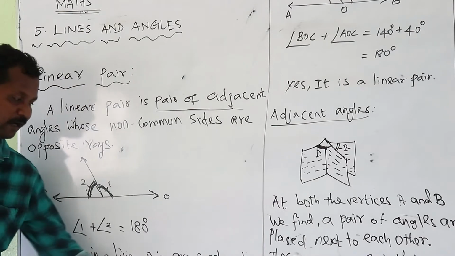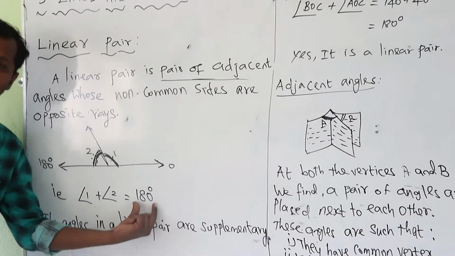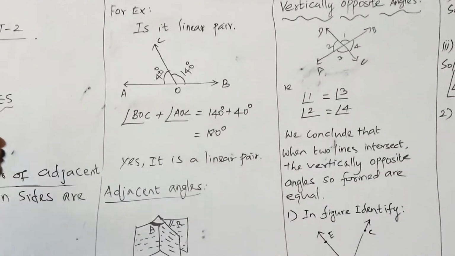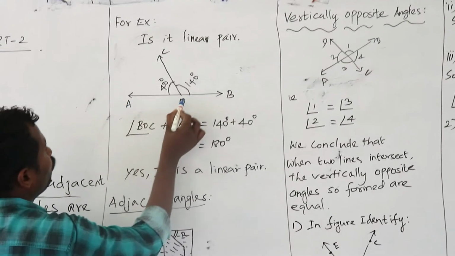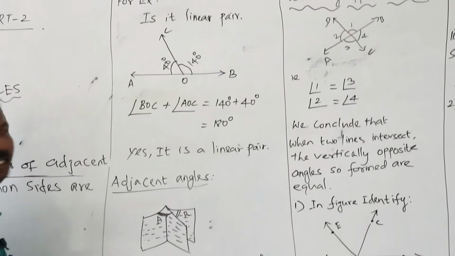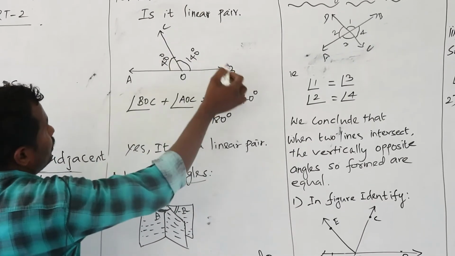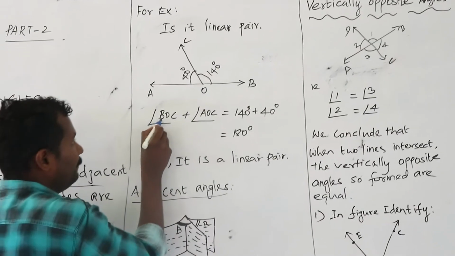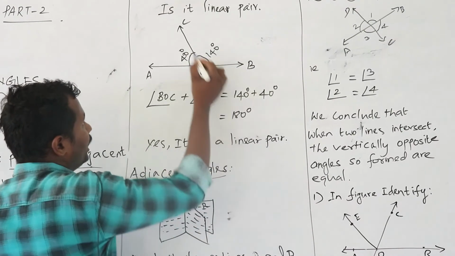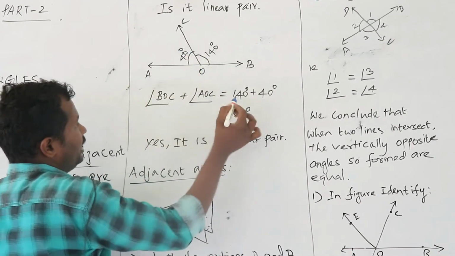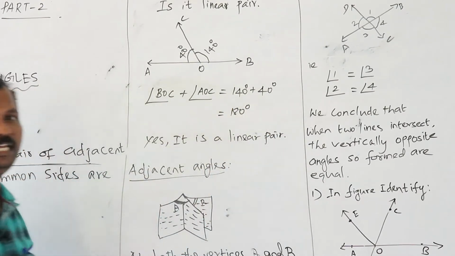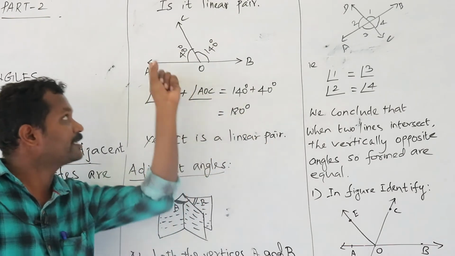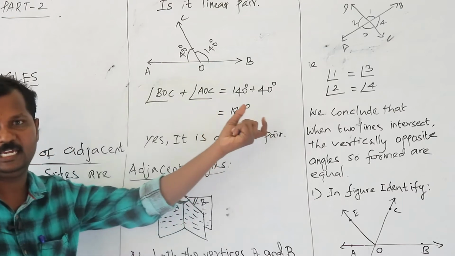The angles in a linear pair are supplementary. 180 degrees is a supplementary angle. For example, see here: AOB is 40 degrees and BOC is 140 degrees. AOC is 40 degrees, so 140 plus 40 is 180 degrees. Is it a linear pair? Yes, it is a linear pair because the sum of these two angles is 180 degrees.